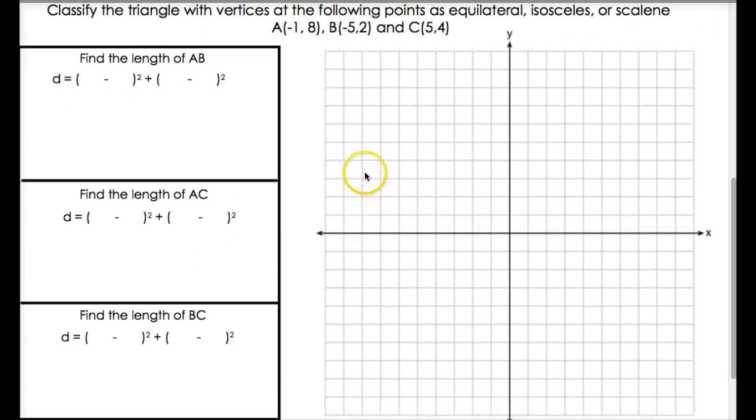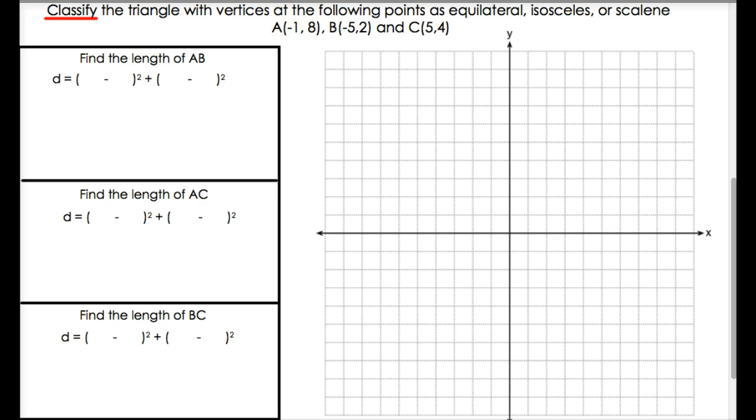Well, the first thing we're going to do is classify. And what do we mean by classify? Classify just means we're going to figure out what kind of triangle this is. So we're going to classify the triangle with the vertices at the following points as either equilateral, isosceles, or scalene. If it's equilateral, we'll see that it has three equal sides. Isosceles will have two equal sides, and if it's scalene, it'll have no equal sides. The vertices, or the angles, are at A, B, and C, and here are our coordinates.